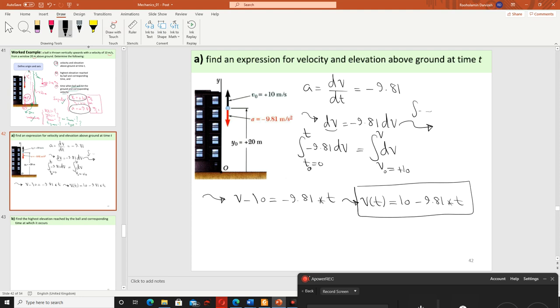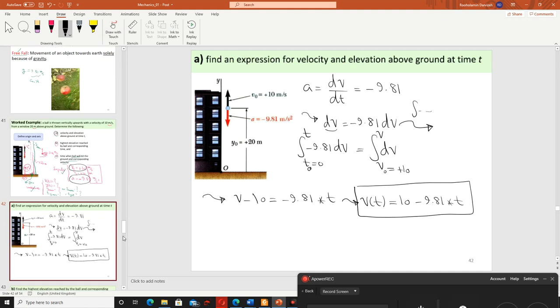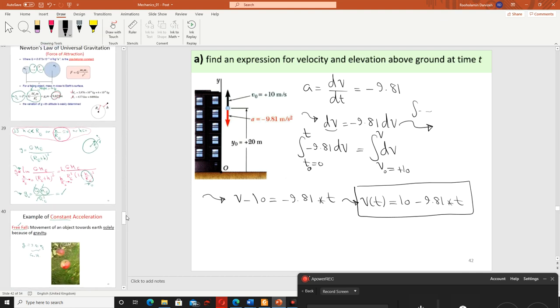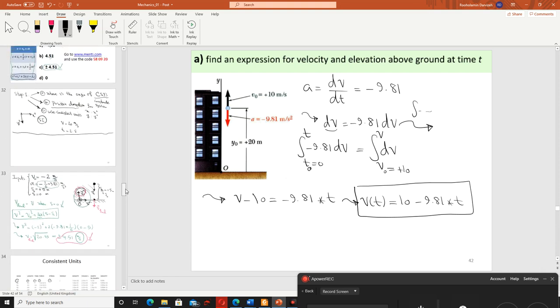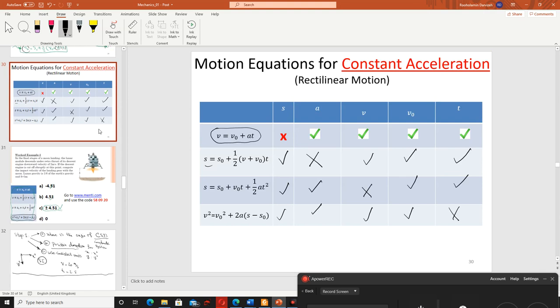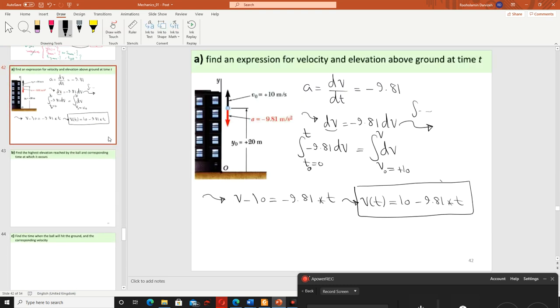Here I follow the definition, but you can directly use this formula as well. It doesn't matter which approach you use. I followed the definition just to revise what we had, but you can directly use this relationship. Just replace the known values and you will come up with the same formulation for the velocity as a function of time. And this is for the first part.